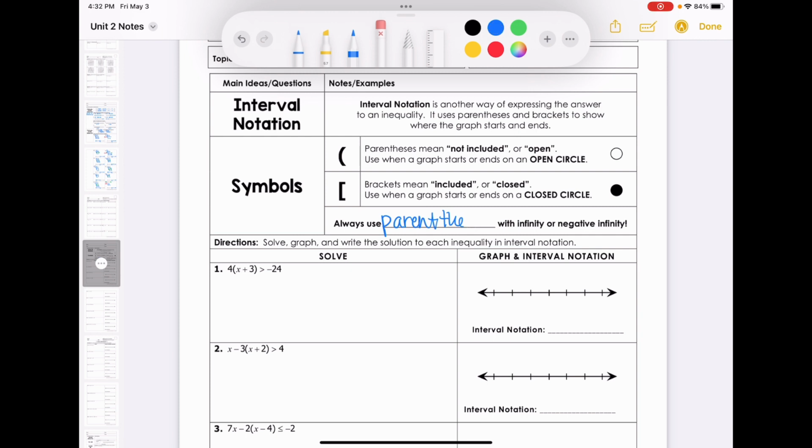Oh, that's really ugly. Let me rewrite that. With infinity and negative infinity. Okay, we kind of talked about this when we talked about domain and range, so now we're just going to get some more practice on it. So let's start off with example number 1.